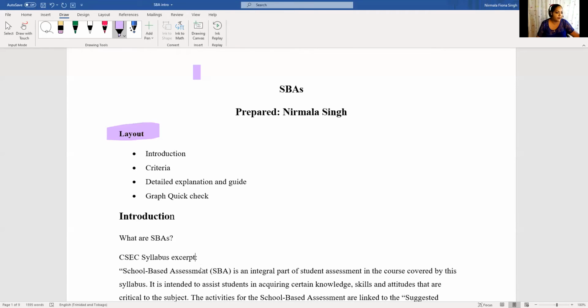So the layout for our class today: we have the introduction to SBAs, if you don't know what SBAs are, criteria for SBAs, detailed explanation and guide, and a quick graph check, because you get a lot of marks from your graph. So you just want to make sure that you are covered in all your areas and sections.